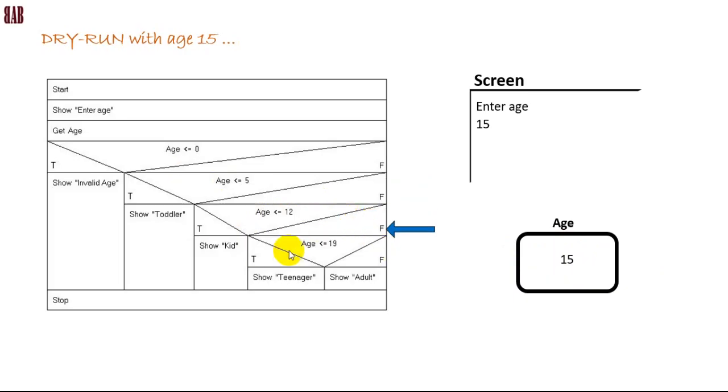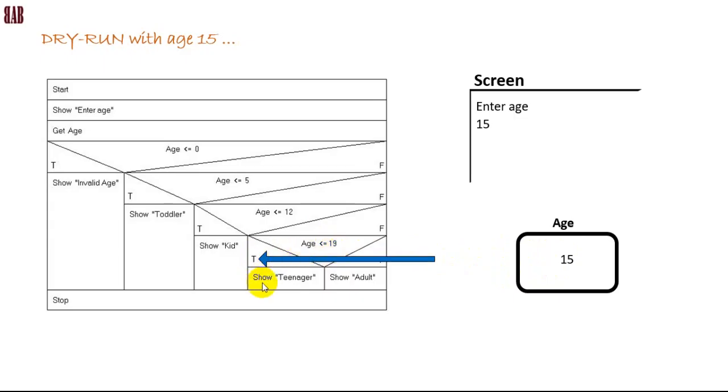Then that false side has another condition checking whether age is less or equal to 19. Is it? Yes, 15 is less than 19. So this condition becomes true because of the less sign. If this was 19, it would have become true because of the equal sign. But this time it's becoming true because of the less sign, because this is 15, a smaller number than 19. Age less or equal to 19, true. So you go to the true side.